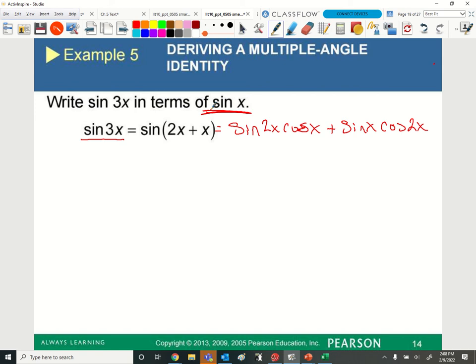So what I'm going to do is some substitution right here. I'm going to rewrite it, because my penmanship right here, I think my pen's running out of ink. So it's going to be sine of 2x cosine of x plus sine of x times cosine of 2x.